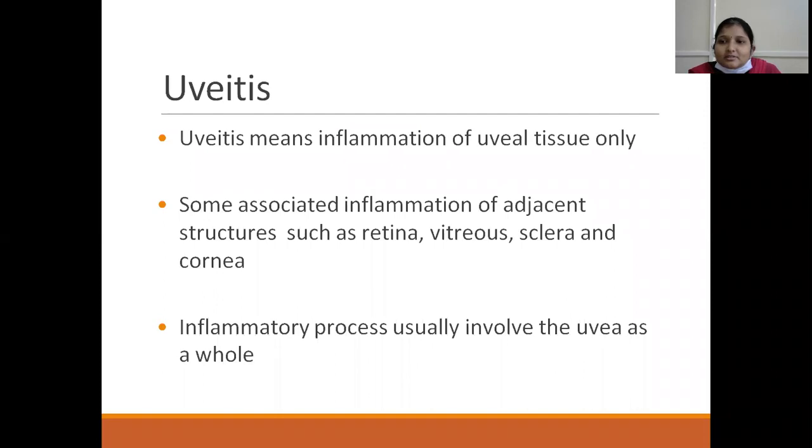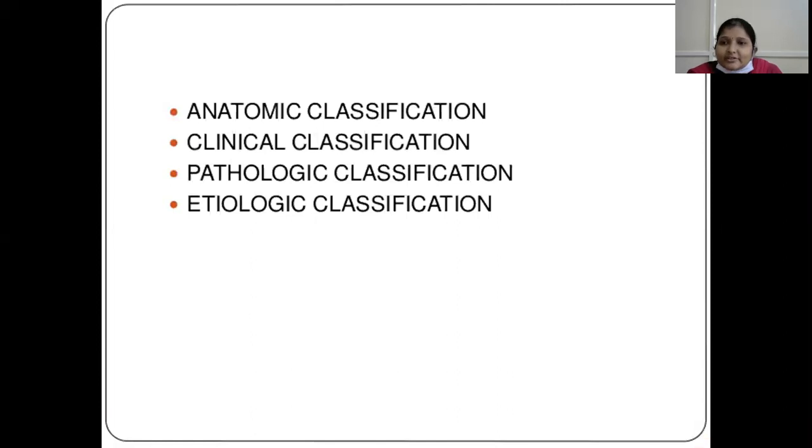Anywhere, itis means inflammation. So, here there is inflammation of the uveal tissue. Along with the uveal tissue, there is inflammation of the associated structures like cornea, sclera, retina, and vitreous. So this inflammatory process can involve the adjacent structures also. We can classify uveitis into 4 different classifications: anatomical classification, clinical classification, pathological classification, and etiological classification.